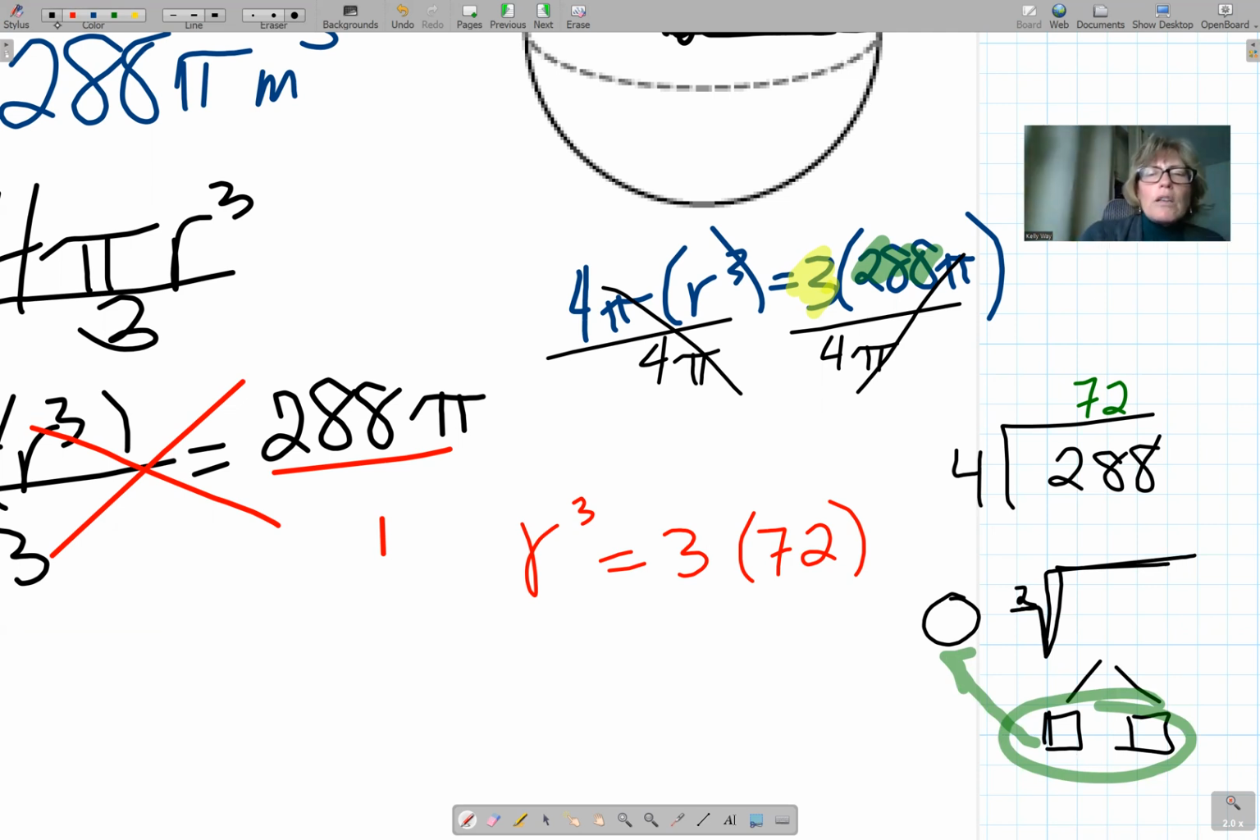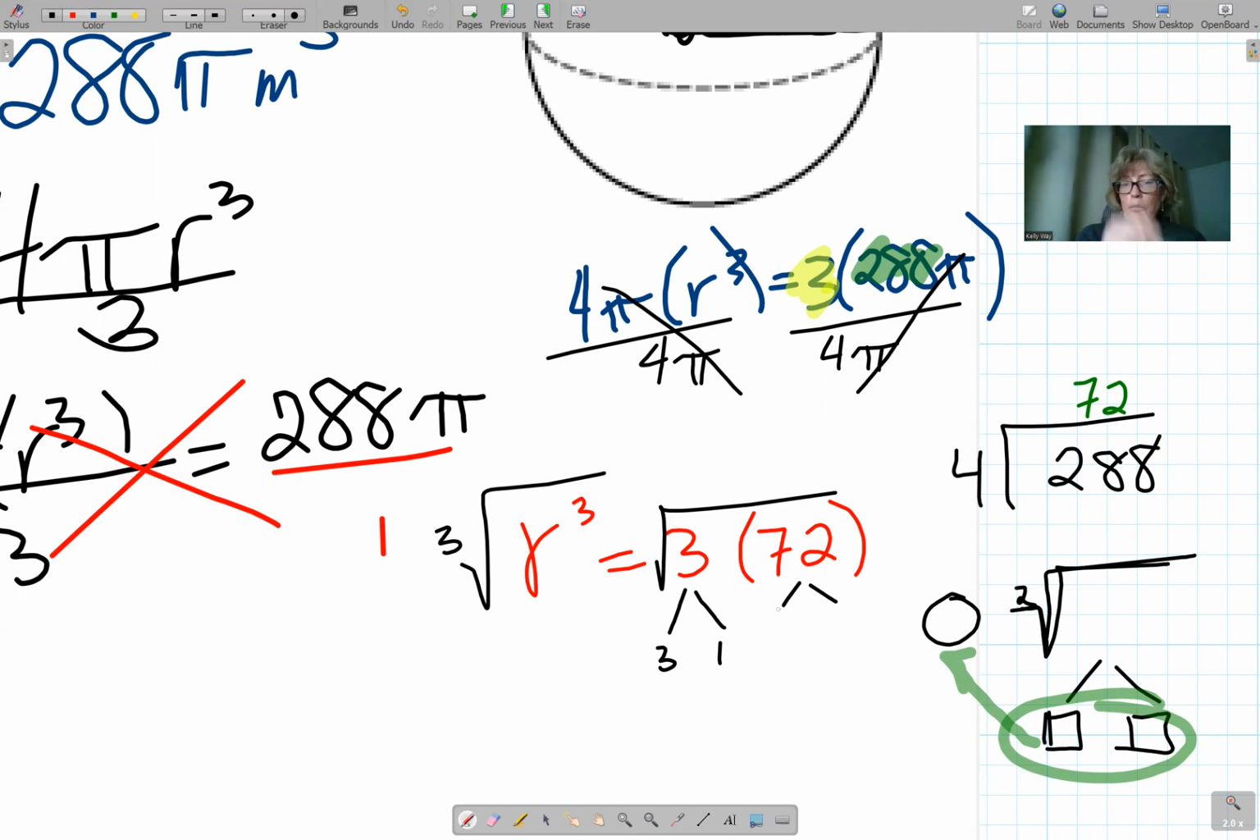So taking a look here, we're going to cube root both sides, and I'm going to make factor trees of both of these. I have a 3 and a 1, and I'm going to just keep going down here. I have a 2 and a 36. I'm going to bring 2 all the way down, 2 and 18, 2 and 9.